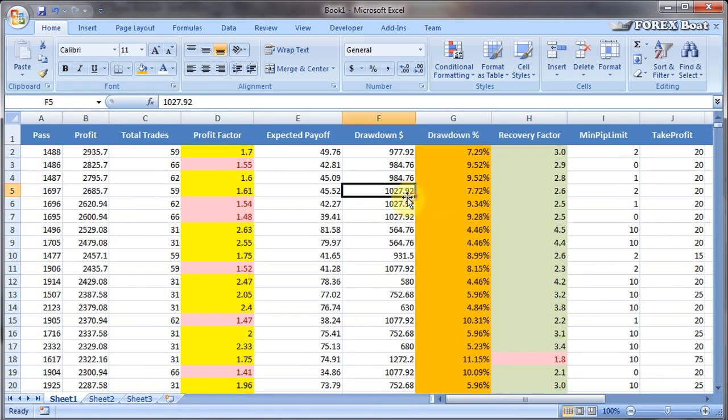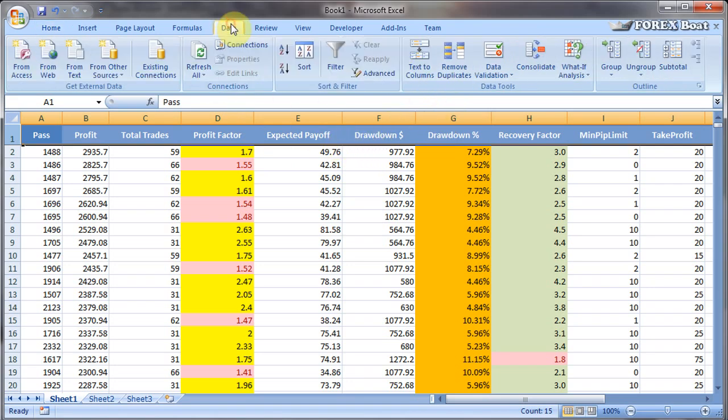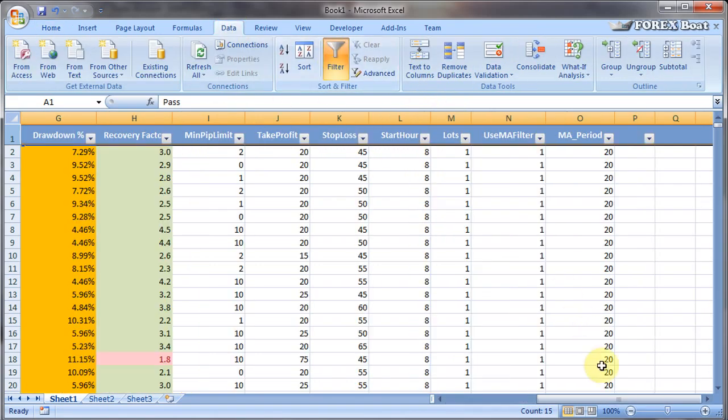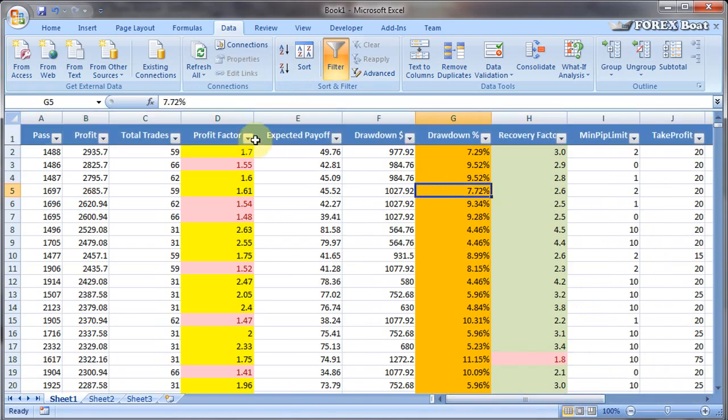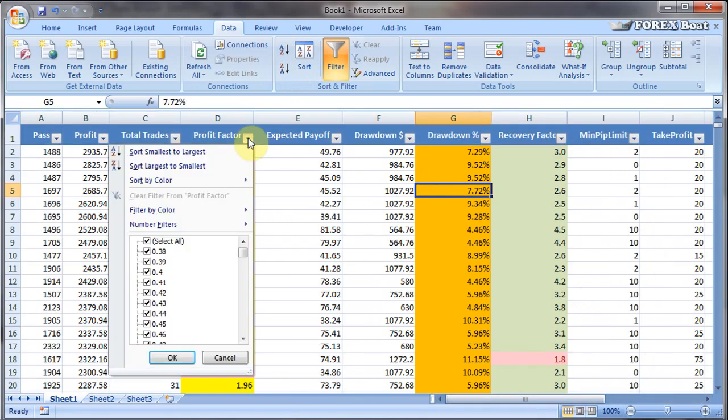So next, what we want to do is exclude these completely from our analysis so they don't clutter this report. And to do that, we're going to select the first row, and we'll click data, and we'll click filter, which will add a filter to this row. And now we're just going to filter them out. And it's very easily done.